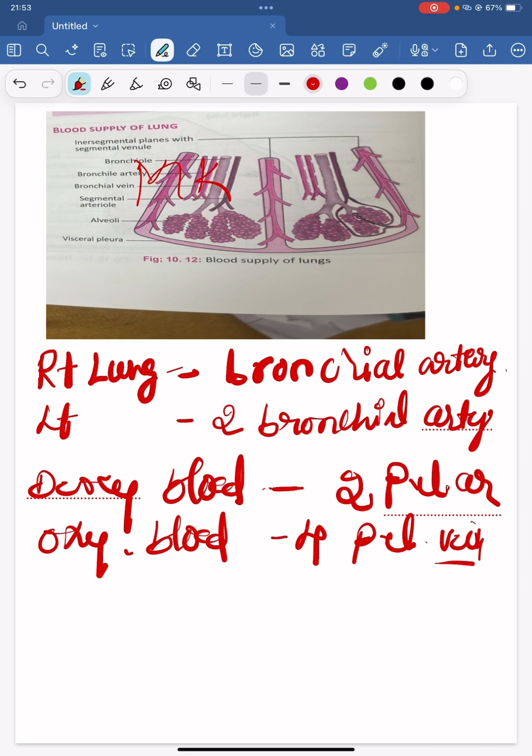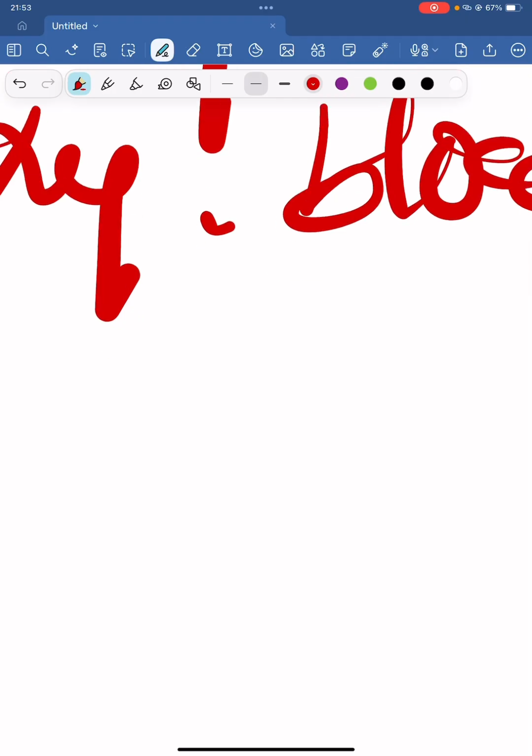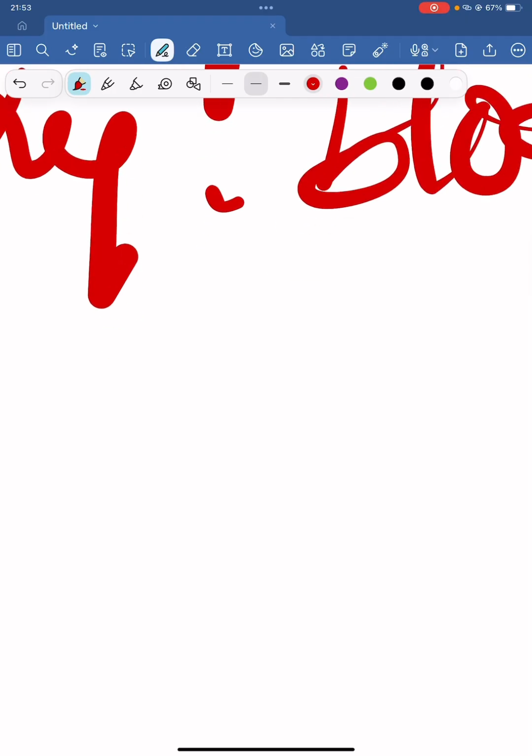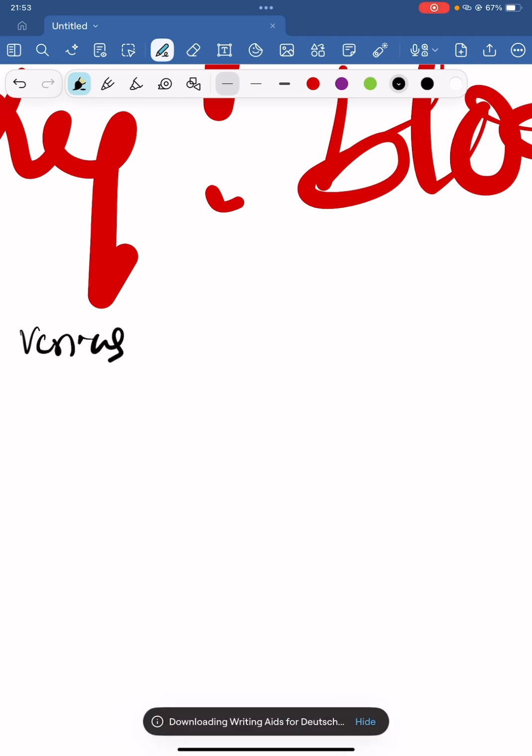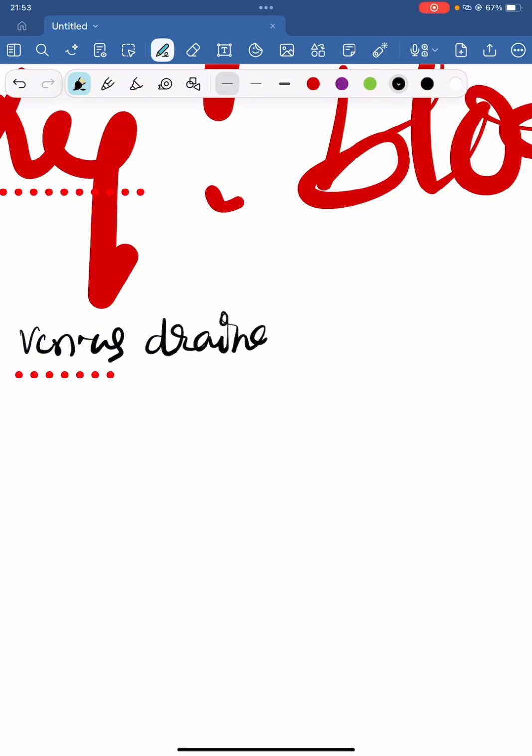So, venous drainage of the lungs. What is the venous drainage of the lungs? So I will write here. Venous drainage: the bronchial veins and pulmonary veins are drained.